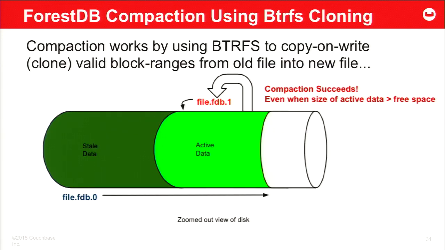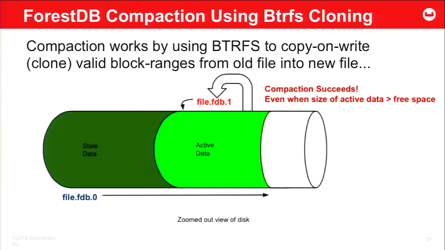Now, with this feature, we can address the catch-22 that I just mentioned. That is the fundamental problem with space. When we want to compact this file where you don't have enough free space on disk, you simply request the Btrfs file system to clone all those valid blocks that are there in the old file and create a new file. So, we create this file.fdb.1, simply copying over all the valid blocks from the old file. Now, the old file blocks on the disk stay intact. We only create the metadata with the new reference counts.